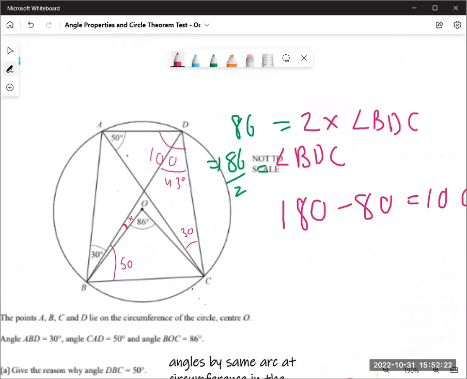Now we know that this is 50. This is 50 as well. And angle ADC, we realize, adds up to 180. Now we do know that. That's fine. Okay, yeah, we can do one thing.